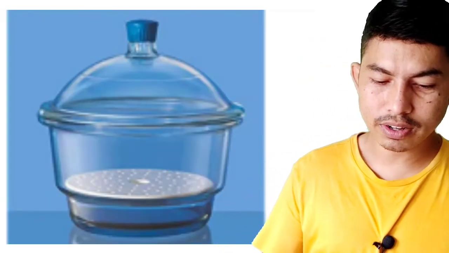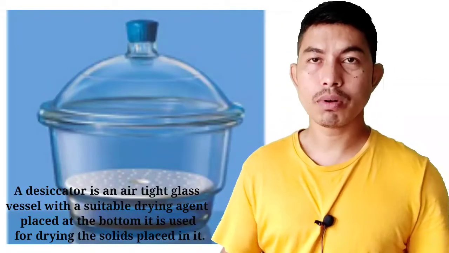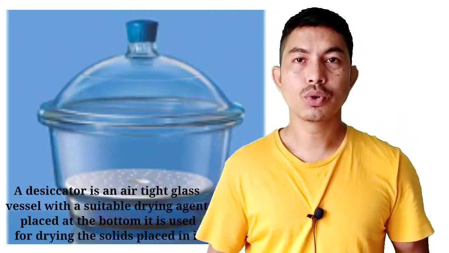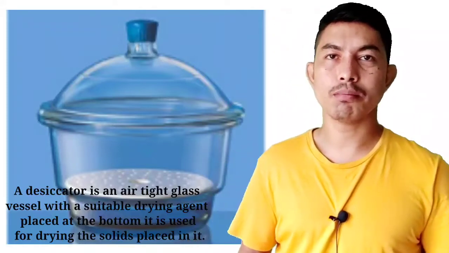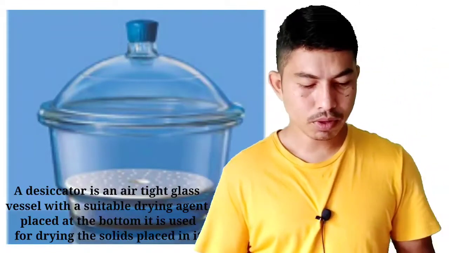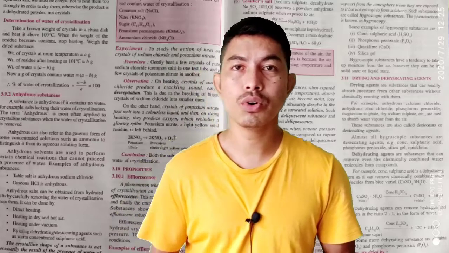And finally, we have a term known as a desiccator. What is a desiccator? A desiccator is an airtight glass vessel with a suitable drying agent in it, and it is used to keep some of the salts or chemical compounds dry for a longer period of time. These are some of the important topics that we had to discuss related to water.